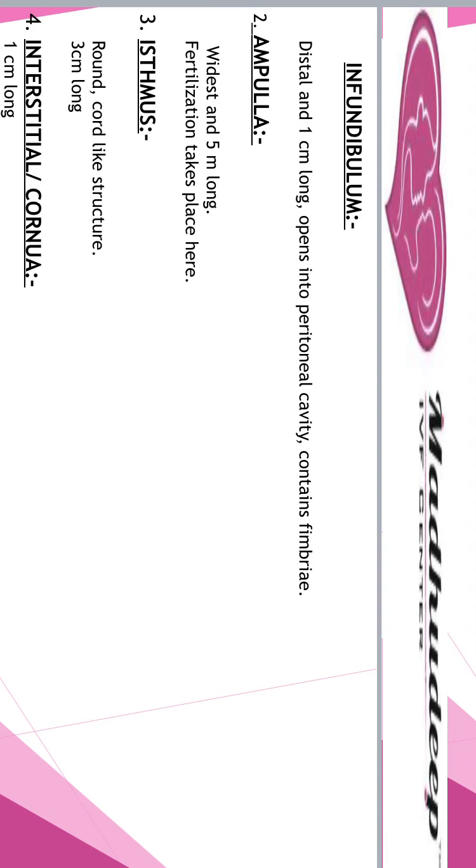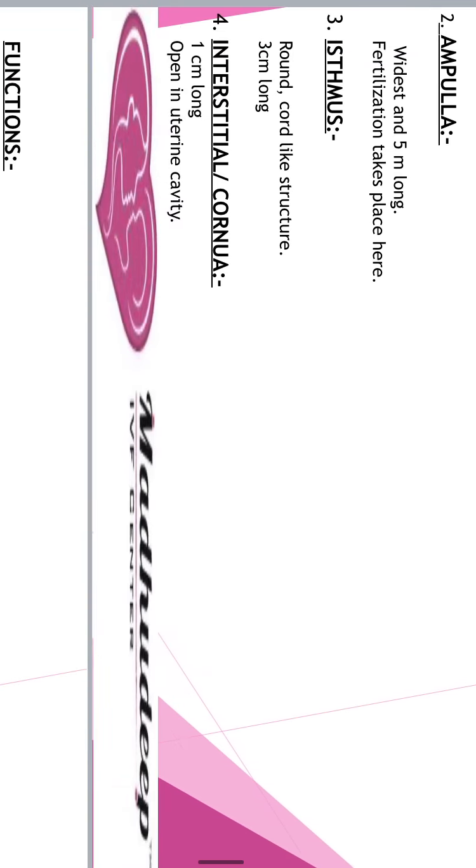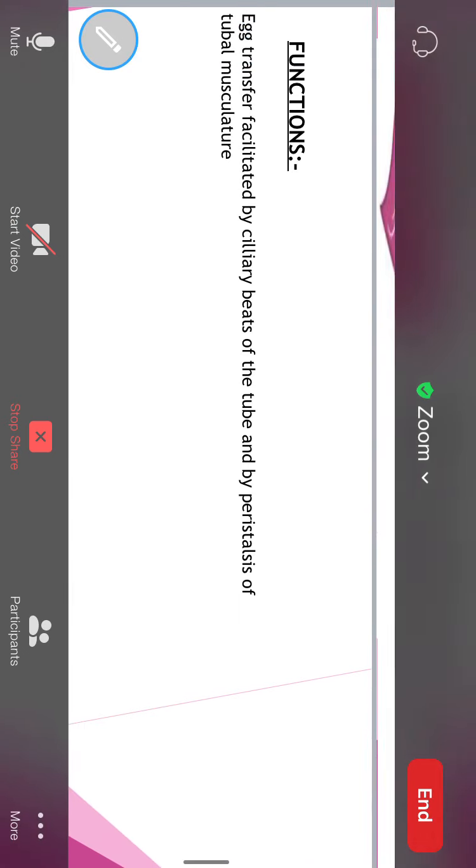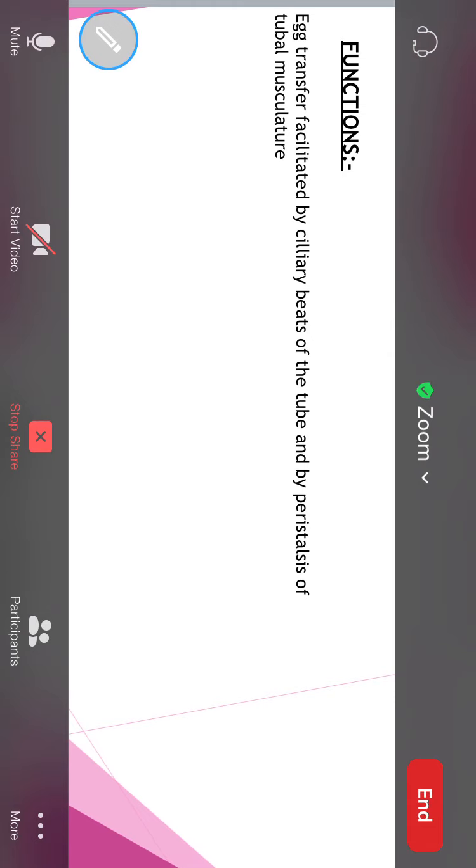Isthmus is a round cord-like structure, 3 centimeters long. Interstitium is 1 centimeter long and opens into the uterine cavity. The function of the fallopian tube is mainly egg transfer, facilitated by ciliary beats.